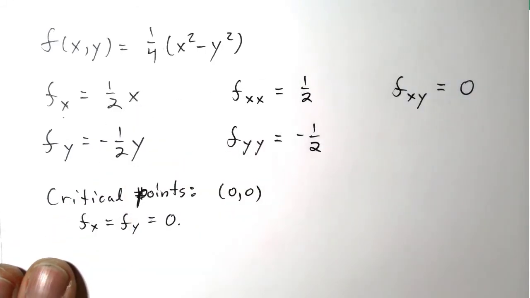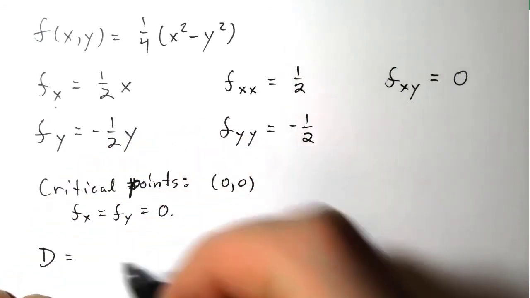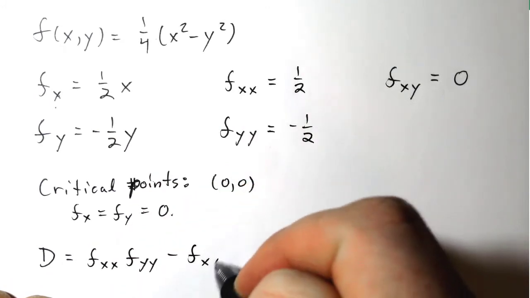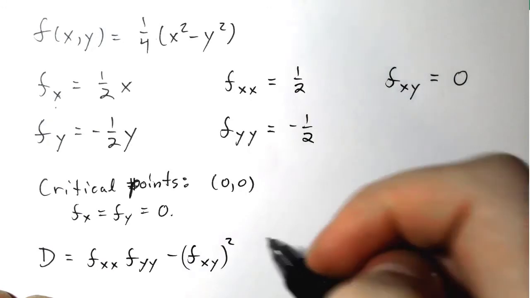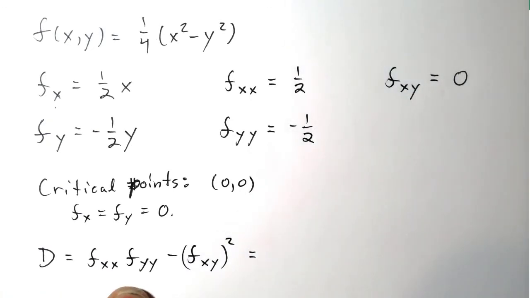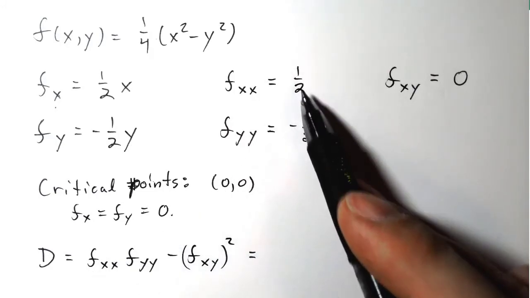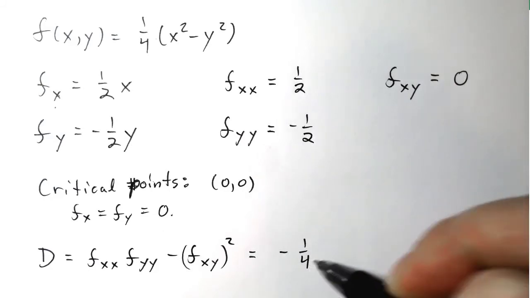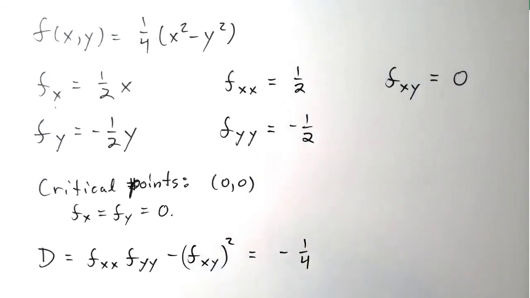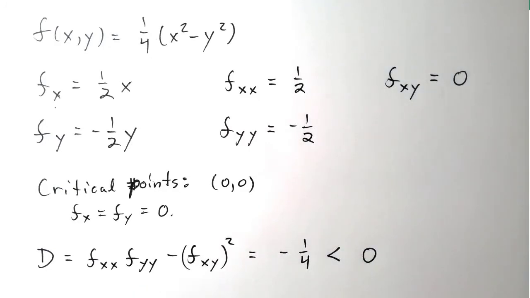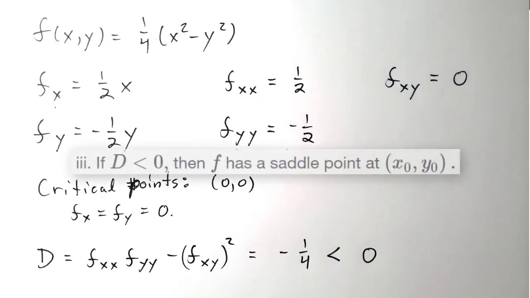Okay, so we can compute the discriminant. The discriminant is given by, remember, fxx times fyy minus fxy squared. This one, I think we can just compute the expression and simplify it, because these expressions are simple enough. So fxx times fyy is 1/2 times negative 1/2, so that's negative 1/4. Minus 0 squared. So the discriminant is negative 1/4. Now here we see that the discriminant is negative. Now remember from the second derivative test what that means. That means that we have a saddle point.